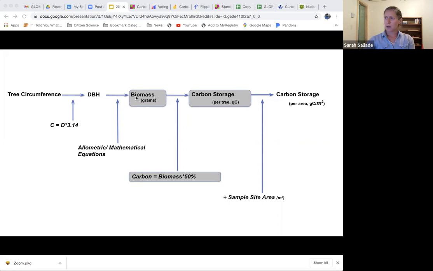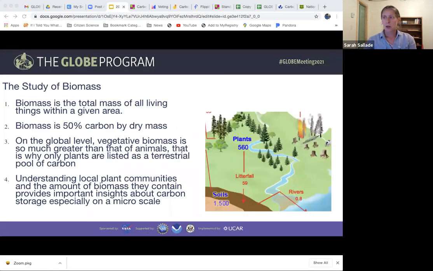But right now, we're going to kind of skip ahead to biomass, because we know tree circumference, we can get diameter, but then we go to biomass. And what exactly is biomass? So the study of biomass. Biomass is the total mass of all living things within a given area. So all living things within a given area. That could be the biomass of a classroom or a field site or the globe.